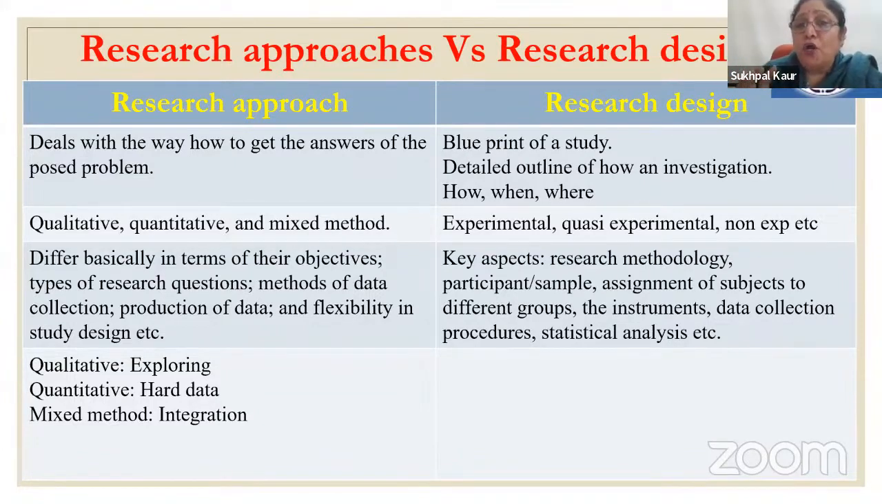The key aspects of the research design include the research methodology: which type of participants we are going to have, what the sample will be, how we are going to assign the subjects to a particular group, what the instrument will be, what the data collection procedures will be, and what the statistical analysis will be. All these things need to be very, very clear and crisp before we start planning our research study.